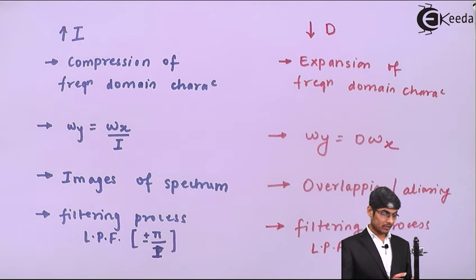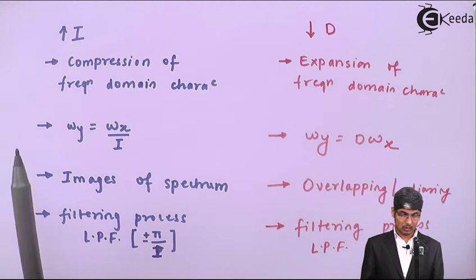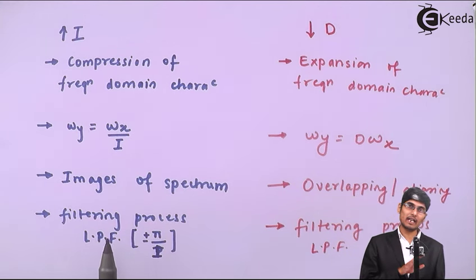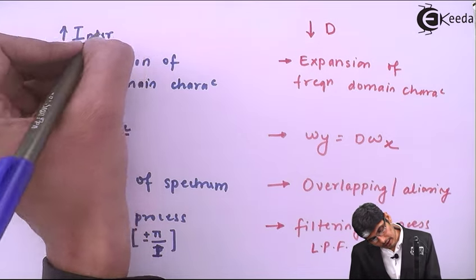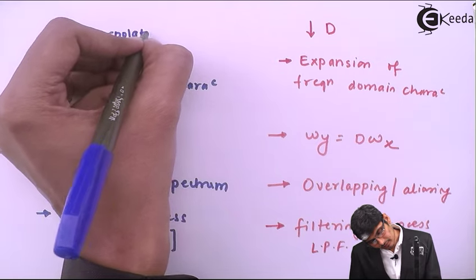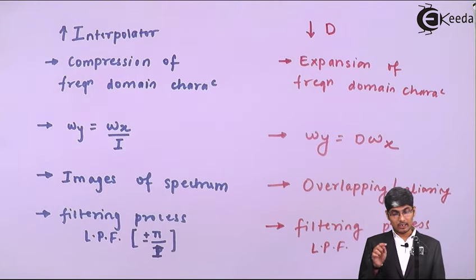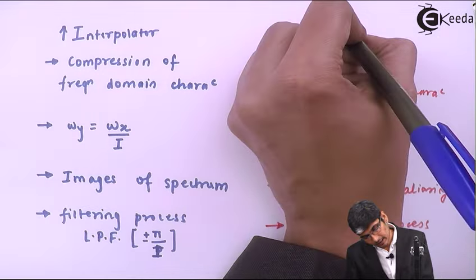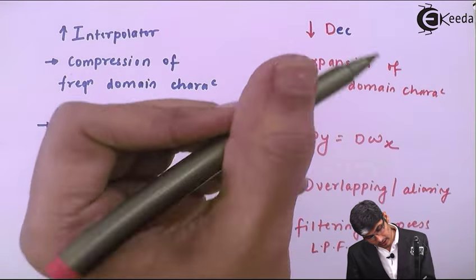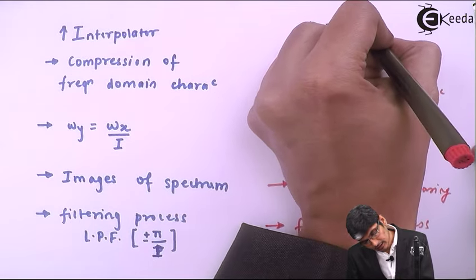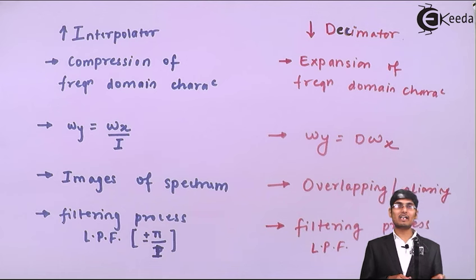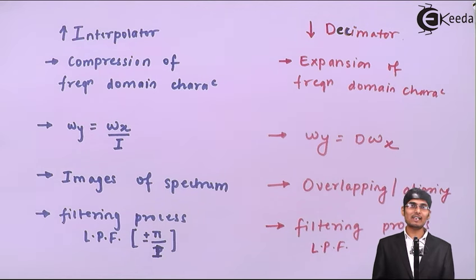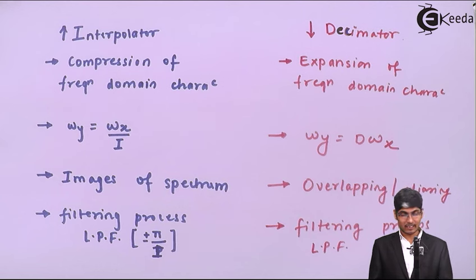Now, upsampling along with a filtering process, that means a filter and an upsampler together, is called an interpolator. Downsampling along with a filter together, the system is known as a decimator. Hence the factors I have used are I and D, where I stands for interpolation and D stands for decimation.